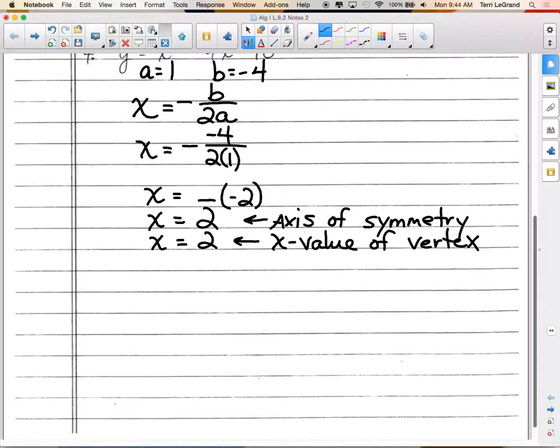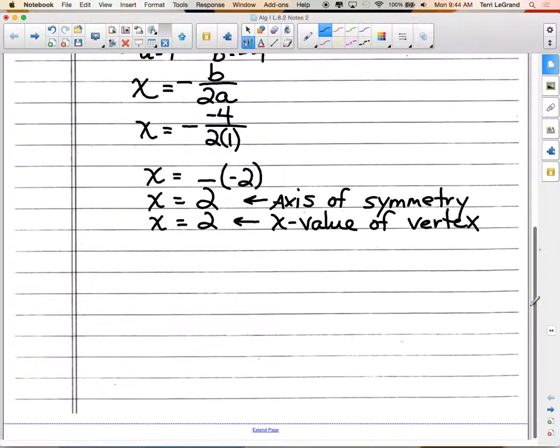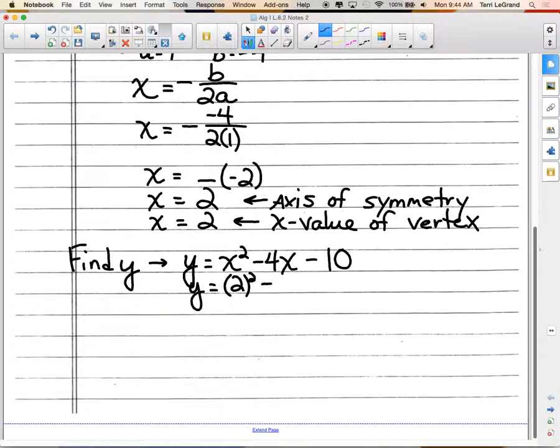Okay, well, now that we know the x value of the vertex, we're going to find the y. So we have our y equals x squared minus 4x, and how does this equation end again? Minus 10, okay. So we'll substitute our x value that we got for the vertex in to find the y value of the vertex. You do your arithmetic, I'll do mine, we'll see if we all get the same y value.